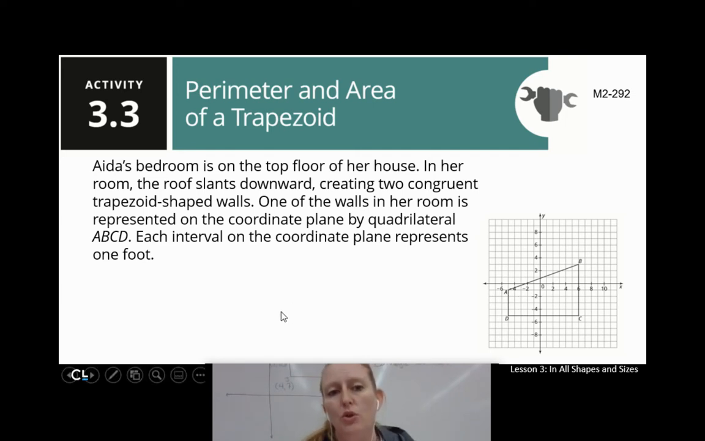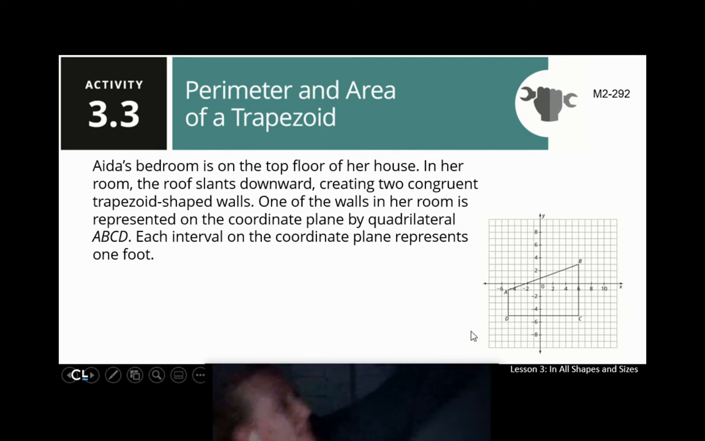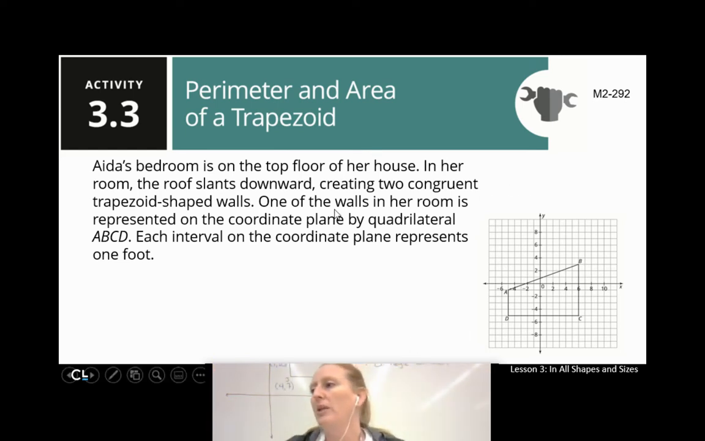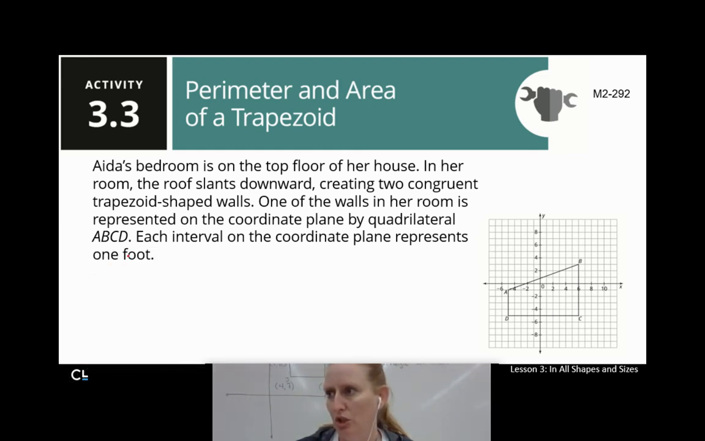One of the walls in her room is represented on the coordinate plane by the quadrilateral A, B, C, D. And each interval on the plane represents 1 foot. So again, that feels important. Units. I'm going to underline that. That's a foot. It matters. So please remember that this quadrilateral is just representing one of the walls, that we actually have two of these trapezoid-shaped walls. So you might want to underline that as well, just so you remember.